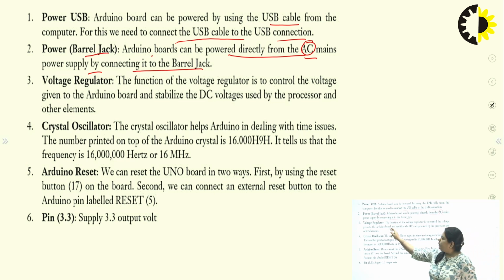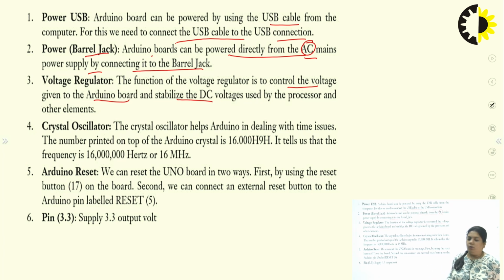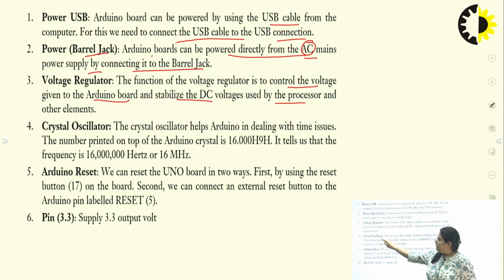Then there is a voltage regulator for the power supply. The function of the voltage regulator is to control the voltage given to the Arduino board and stabilize the DC voltage, that means direct current voltage. That means most of the fluctuation is because of the direct flow of current. So what this voltage regulator does is stabilize the direct current voltages used by the processor and other elements, so that there are no power fluctuations.